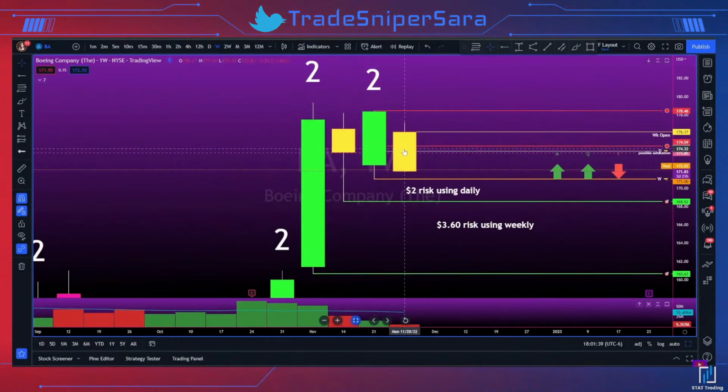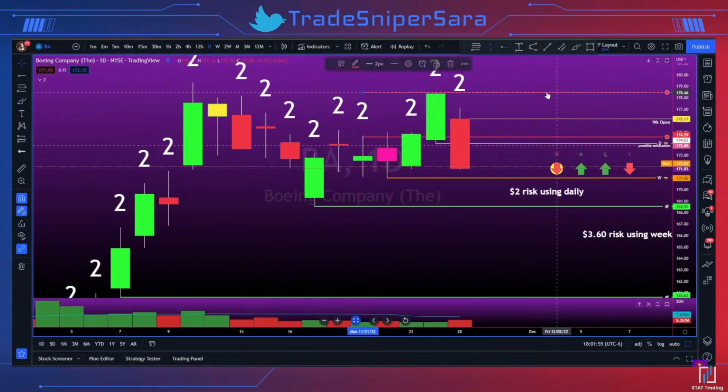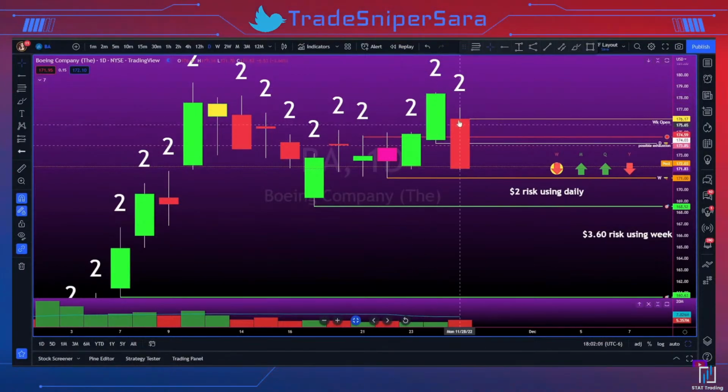And if this works, we're going to come all the way down to here because that's the weekly target, right? So let's go back to the daily real fast. And we're going to ignore this stop all the way up here. That was a weekly stop using the high of the previous week. We want the less risk and most reward.